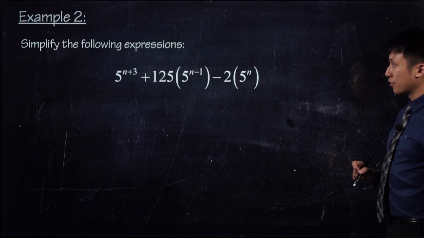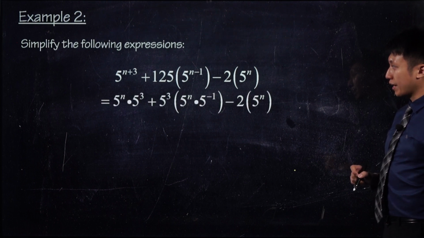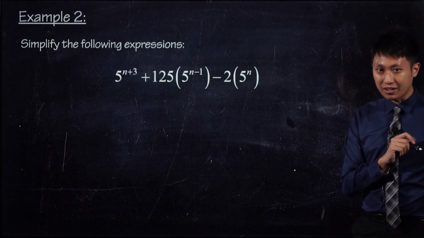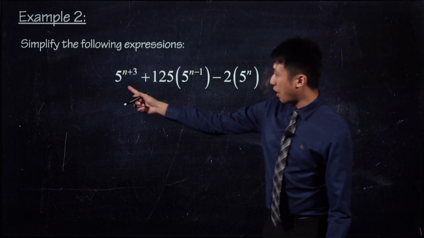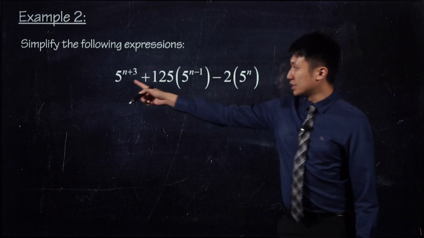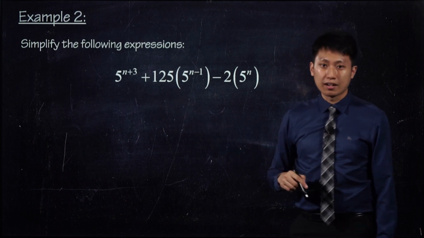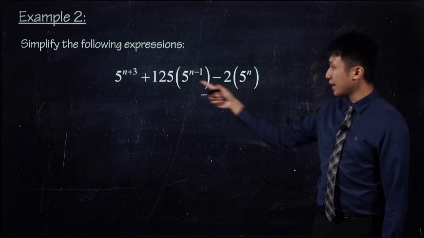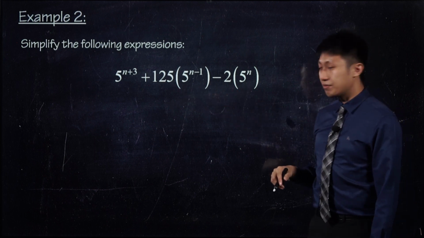Okay, simplify the following expression. Before that, let's see. I'm not going to show you the answer first. Okay, how do you analyze this? This is 5. This one is what? Remember? 125 is 5 to the power 3. And then nothing can be further simplified.